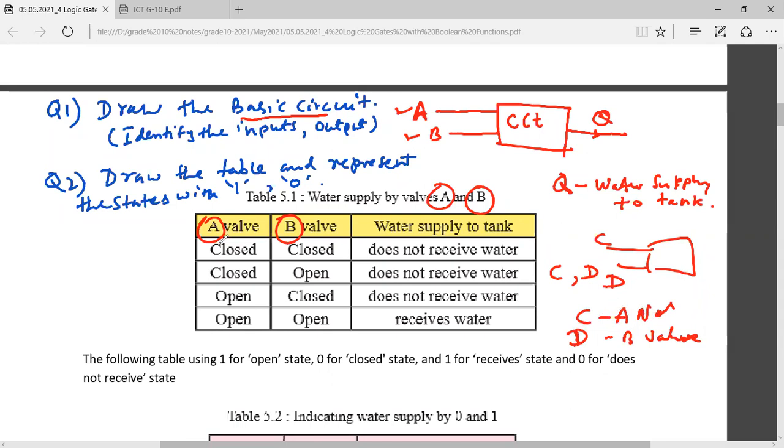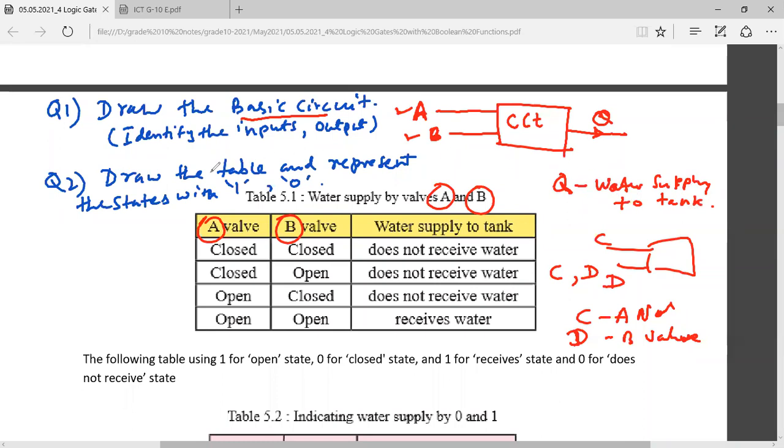Okay, so this is the customer requirement. The customer is telling, okay, I want something like this. So you have to tell this is A and B, so any person from this company knows A and B are these two valves. And the output, they haven't given. They have just given the water supply. Because of that, I have taken Q as the output, and I have mentioned water supply to the tank.